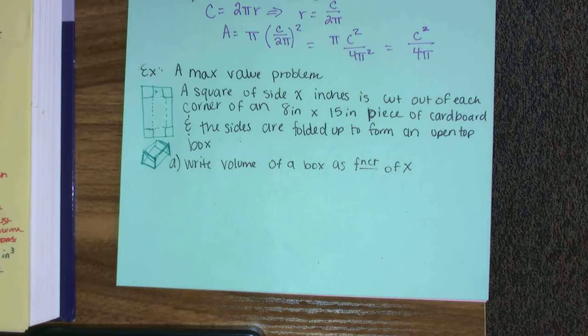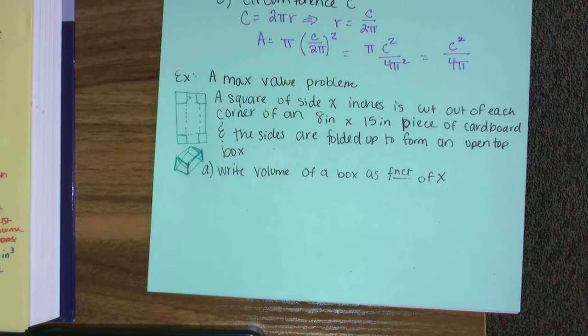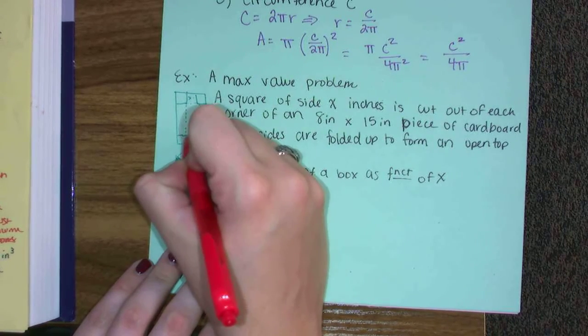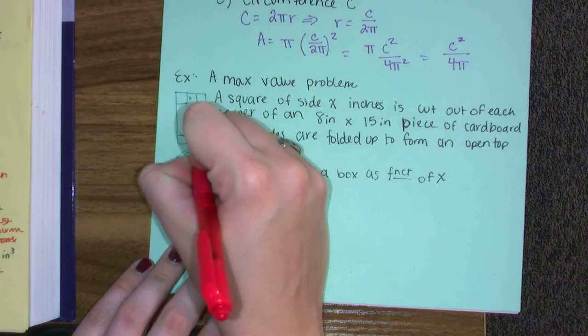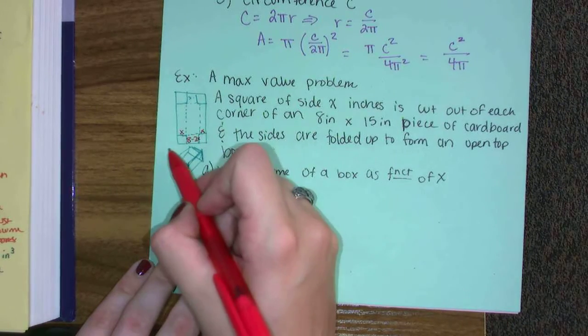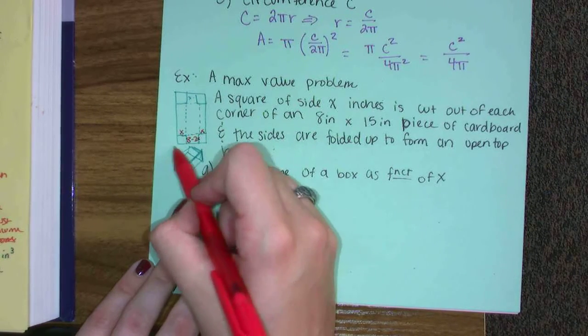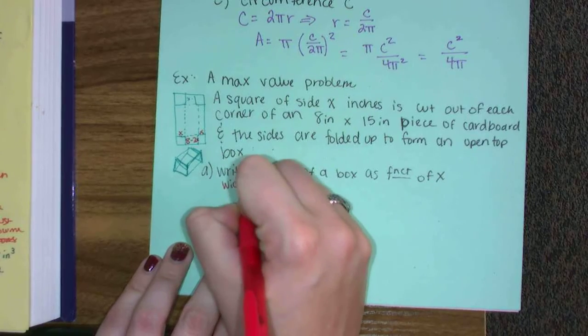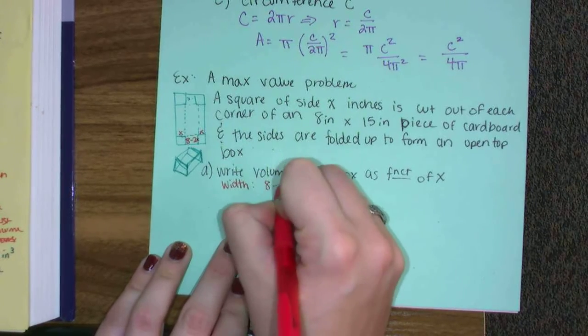Alright, so we want to write the volume of a box as a function of x. There's a couple things we should take note of here. Basically, we have a base that has a width of, so this width here is 8 minus 2x, because there's an x on both sides here, and we know this total side length is 8. So the width is 8 minus 2x.